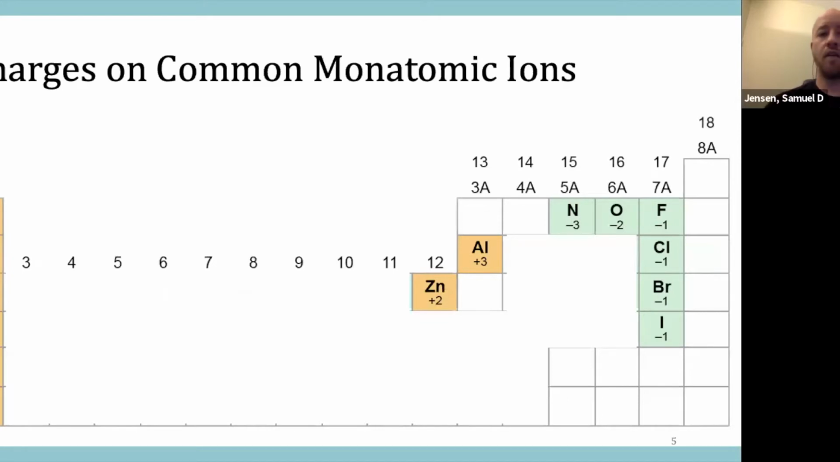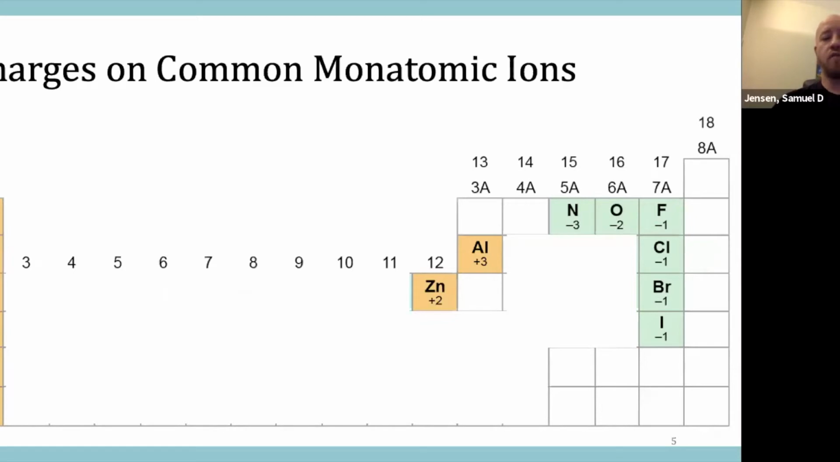So these are the common charges again. This was in a previous slide, so this may look just slightly different than one of the previous slides. Since we're talking about nomenclature, these things are important for putting molecules together, okay?